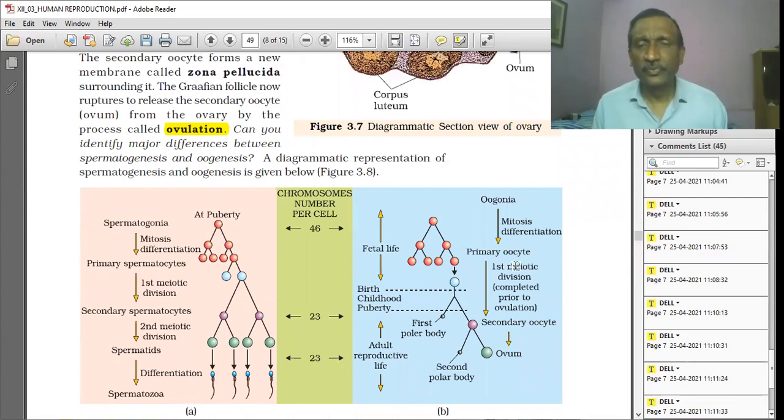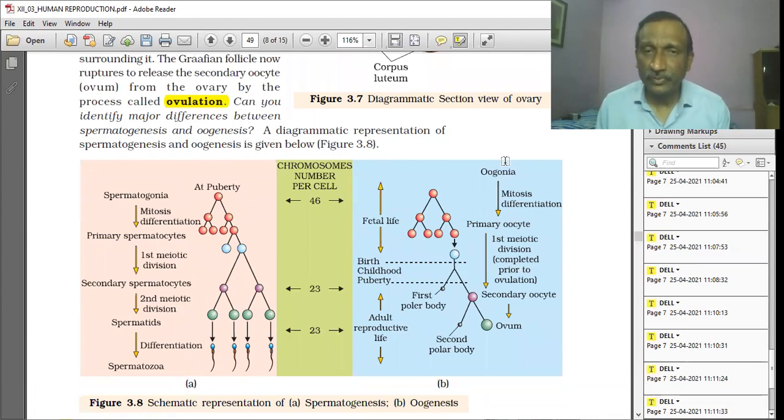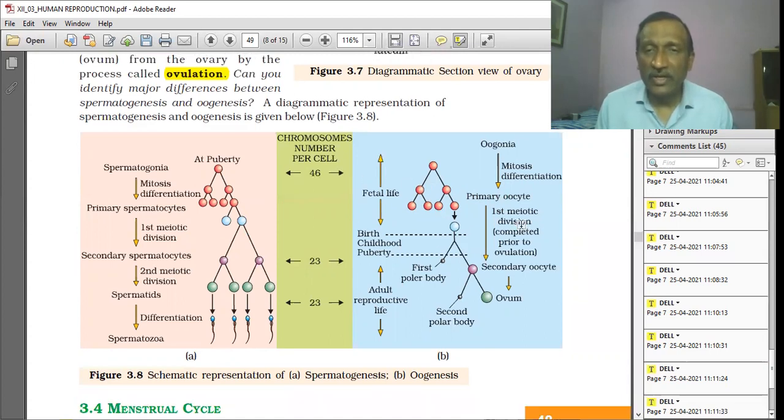कब शुरू हुआ? जवानी आने पे। Girls की बात करते हैं। The oogonia formed couple of million, कब बने? In the embryonic stage, fetal life. ठीक है, mitosis differentiation जब होना तो हो गया. Once a child, a girl is born, afterwards no more addition, no more mitosis, whatever made are made. So उनको हम कह देंगे primary oocyte. Now primary oocyte will undergo first meiotic division prior to ovulation. Once she will reach the puberty.